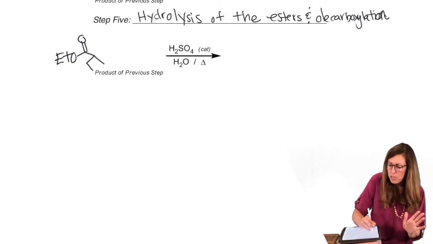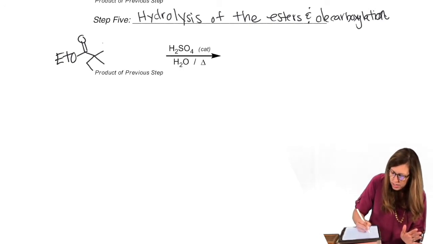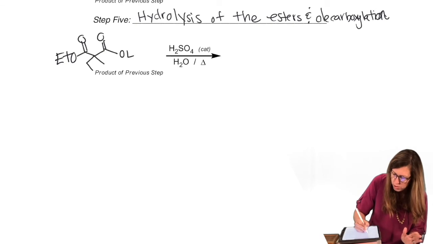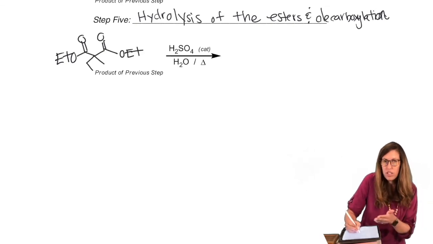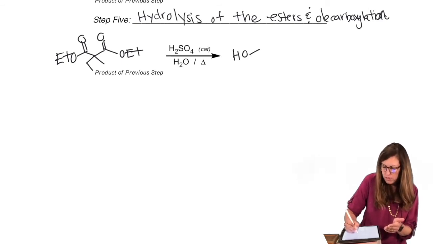The hydrolysis happens no matter what, and it is the hardest part of the mechanism. So it requires the most practice because look how mysterious this is going to look. I hope you appreciate that. We are going to have hydrolyzed one of the esters. That means it's a carboxylic acid now. So see how I did that? This is now this.